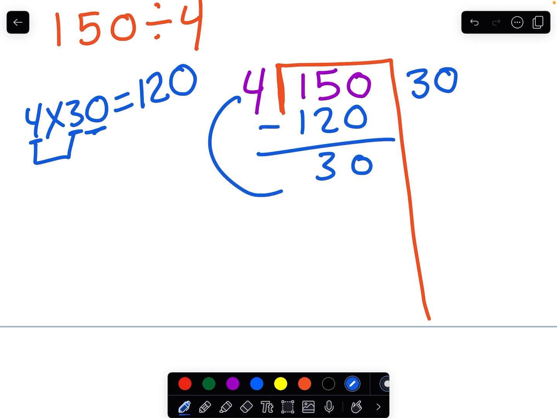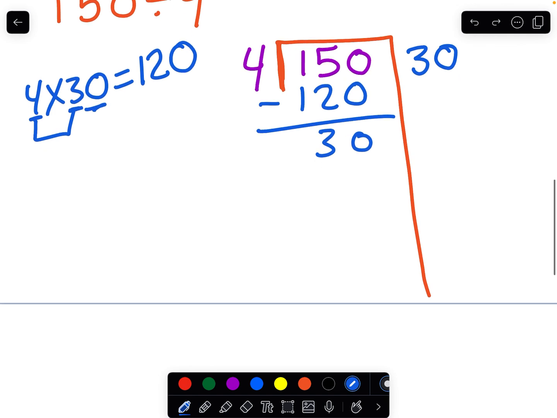How many times does 4 go into 30? Well, let me think using my multiplication fact. I could either do multiplication facts or I could stick to base 10. Let's say I want to just stick to base 10 or something really simple. I could just do a 5. Let's just do 5. 4 times 5 is 20. Let's say I just know my 5s really well.